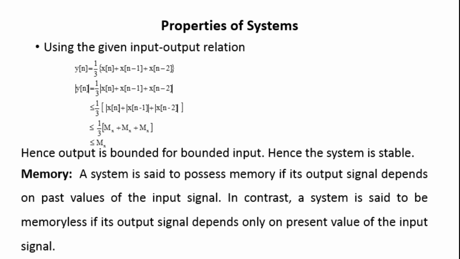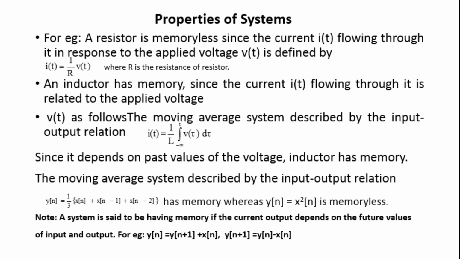Next we have memory. A system is said to possess memory if its output signal depends on past values of the input signal. In contrast, the system is said to be memoryless if its output signal depends only on the present value of the input signal. For example, a resistor is memoryless since the current i of t flowing through it in response to the applied voltage v of t is defined by i of t is equal to 1 by R v of t, where R is the resistance of the resistor.